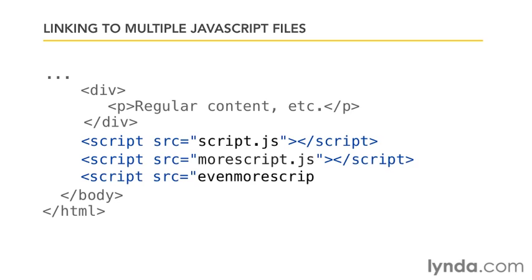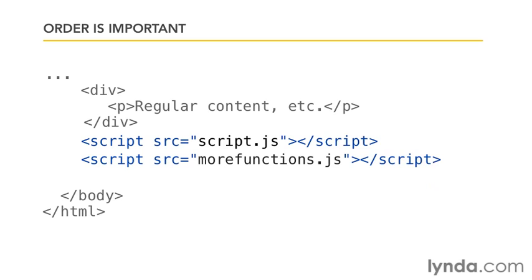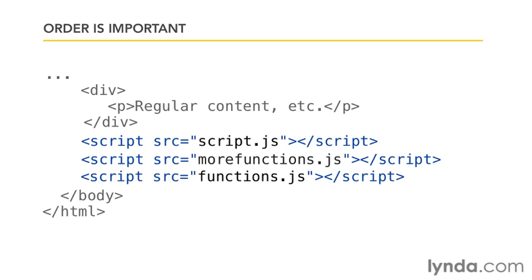The JavaScript engine, the interpreter that's built into the browser, will load all of these and run the code inside all of these files. Now, because the JavaScript engine will try and run your code as soon as it gets its hands on it, order can be important here. So let's say we're linking to 3 separate JavaScript files: script.js, morefunctions.js, and functions.js.